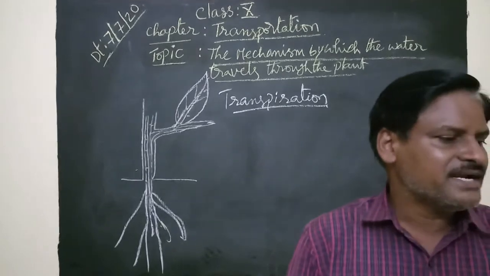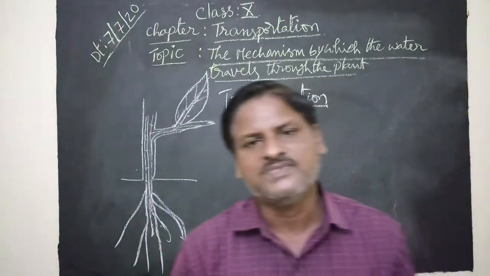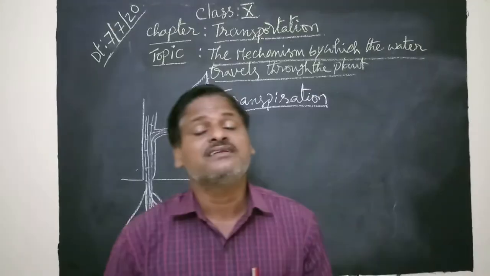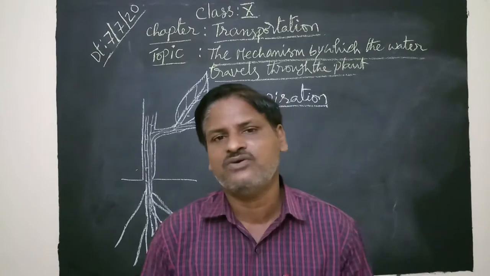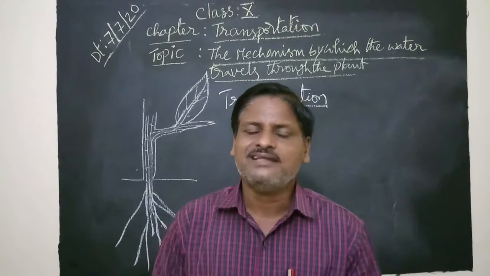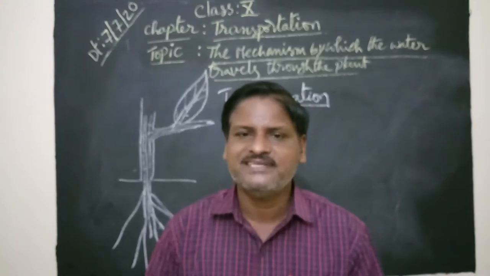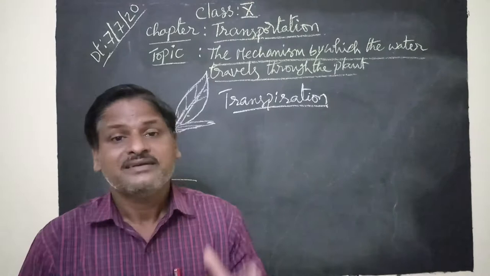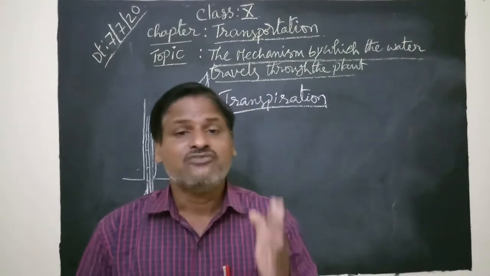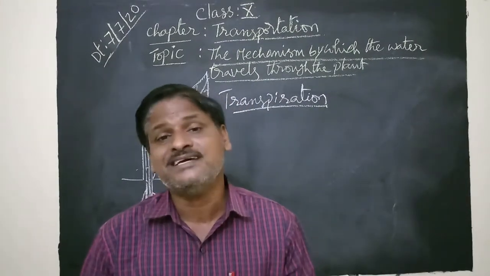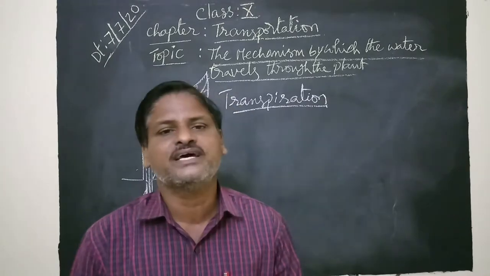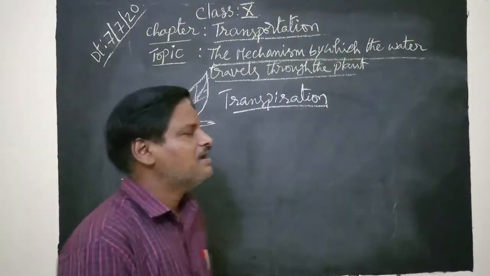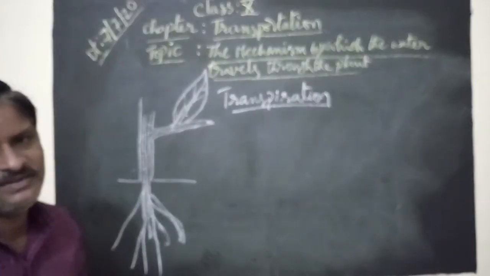In the 9th standard, you have learned, children, what is meant by transpiration. The evaporation of water from the plants through the stomata is called transpiration. Once again, children, the evaporation of water from the plants through the stomata into the atmosphere is called transpiration. So through transpiration, the water comes out into the atmosphere.